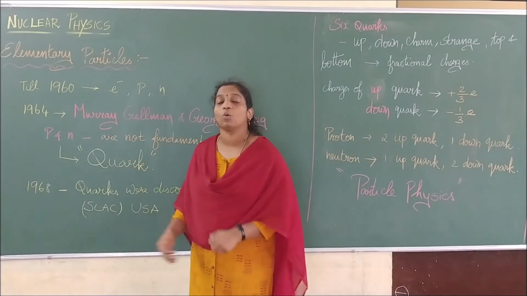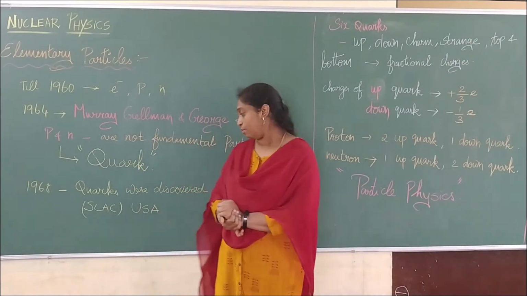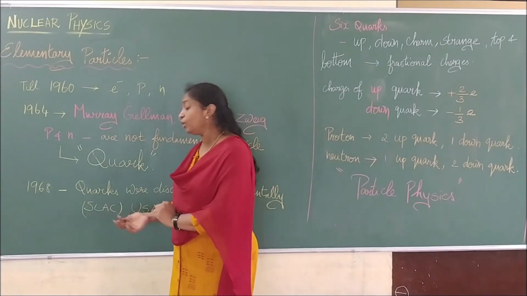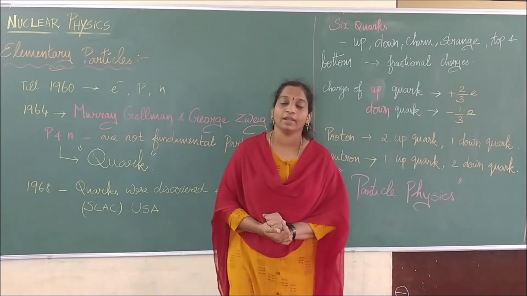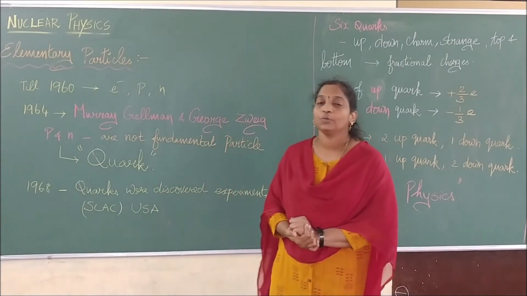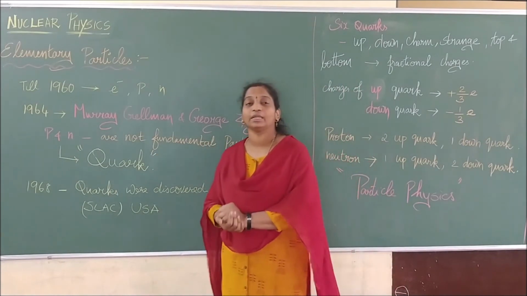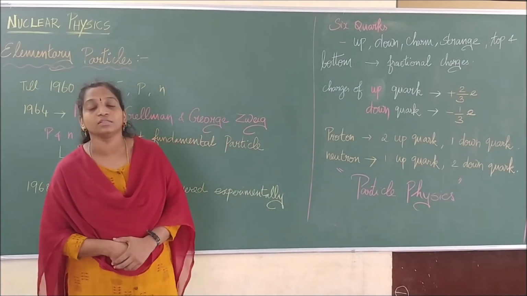This quark particle was experimentally found in the year 1968 by scientists in a lab called what? In the USA, right? They found it at the Linear Accelerator Center in the USA. They experimentally proved the existence of quark particles there, and they found that there are 6 types of quark particles.